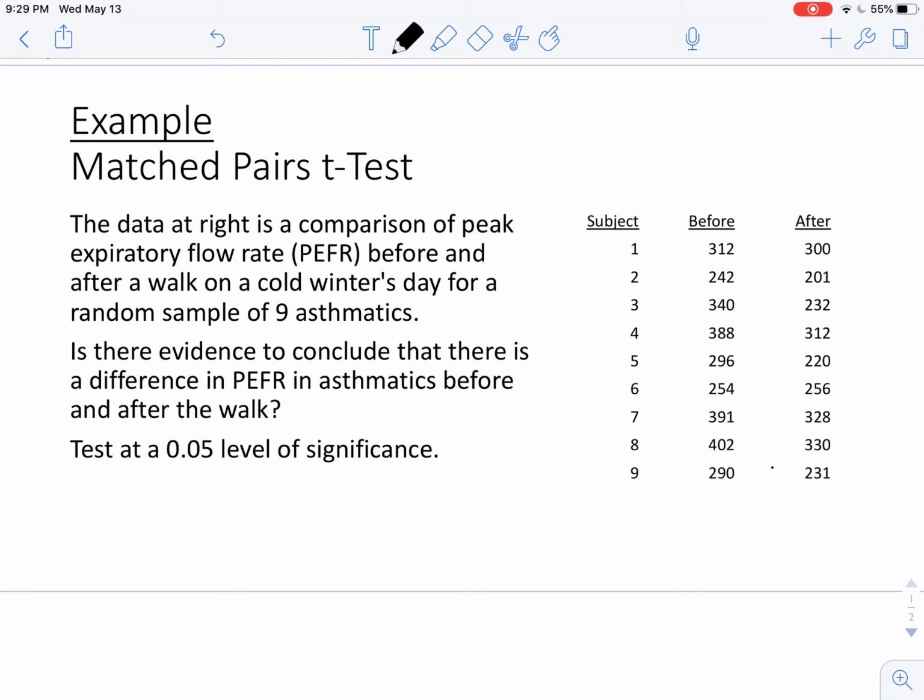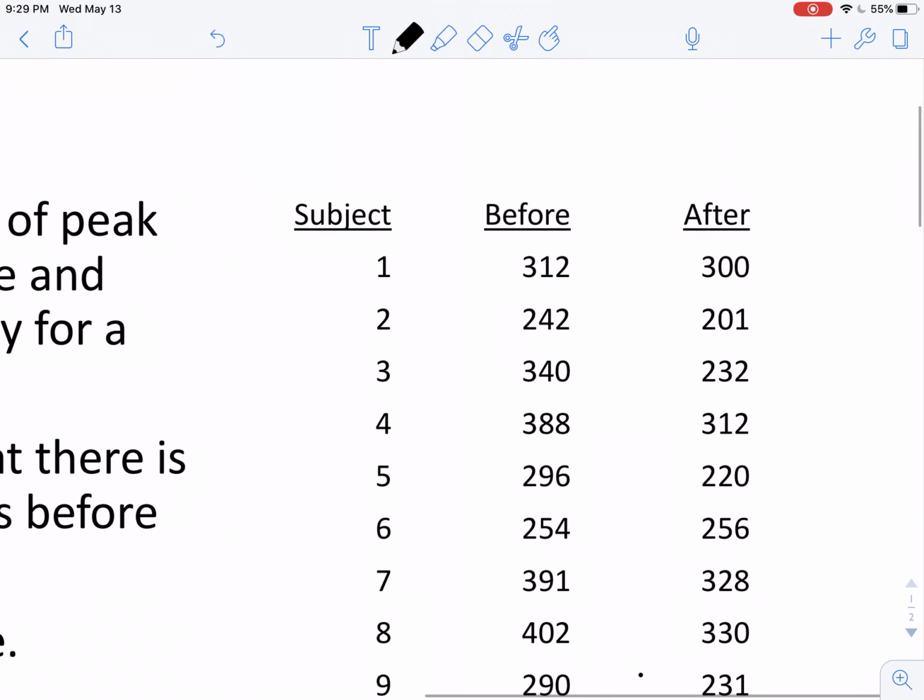What I usually do first on these is calculate what we call the D list, or the difference list. If I added another column here for D for difference, I would just subtract. In this case, I'm going to do before minus after, since the after values seem smaller than the before values. So this would be a difference of 12. This would be a difference of 41. So I want to calculate those differences.